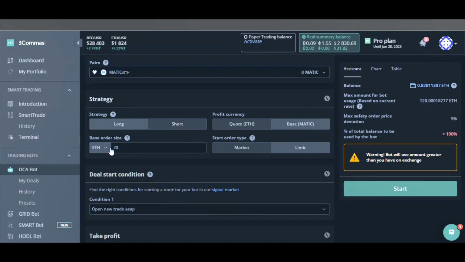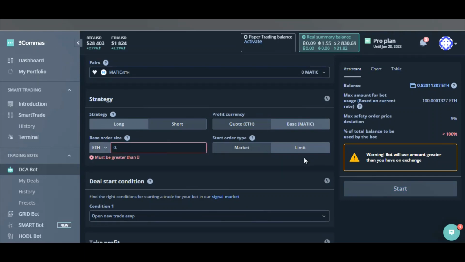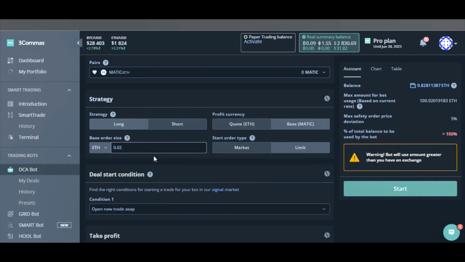The base order I'm going to put as 0.02. This is around $36. The base order means the first order, right?